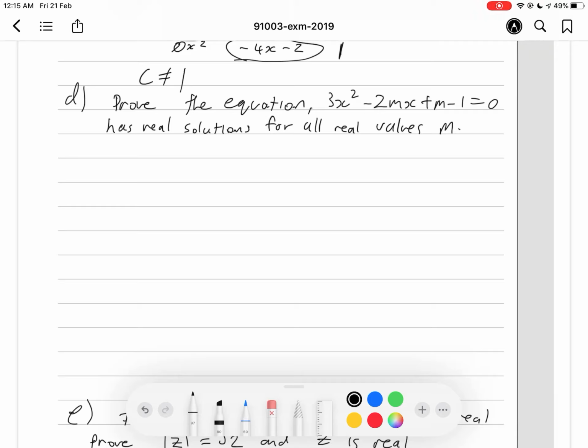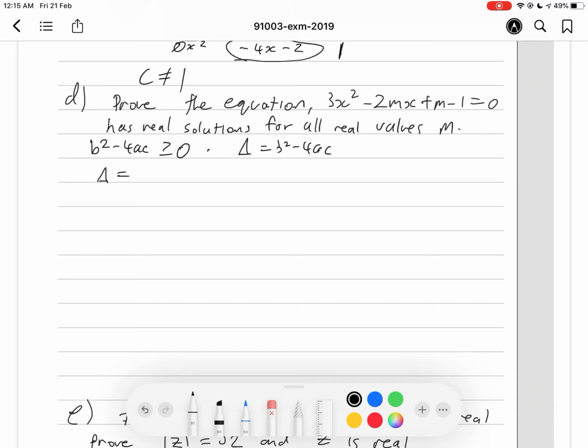So D: prove the equation 3x squared minus 2mx plus m minus 1 equals 0 has real solutions for all real values m. So real solutions means b squared minus 4ac is greater than or equal to 0, and our discriminant is b squared minus 4ac. So we're going to be finding our discriminant.